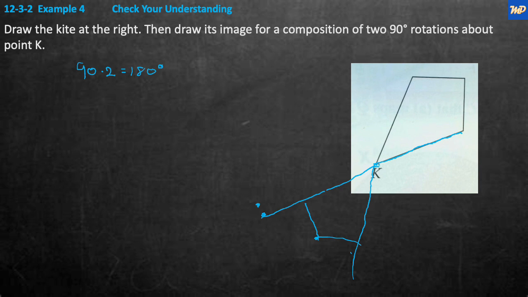Two 90-degree rotations ends up being a 180-degree rotation. Well, in this case, they're just straight lines. Maybe not as straight as they could have been, but I think you get the picture.